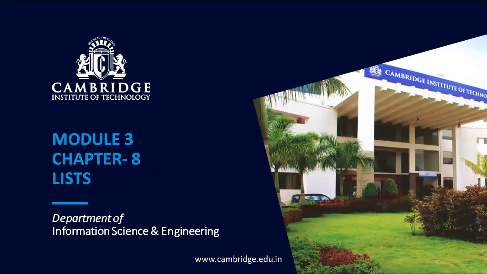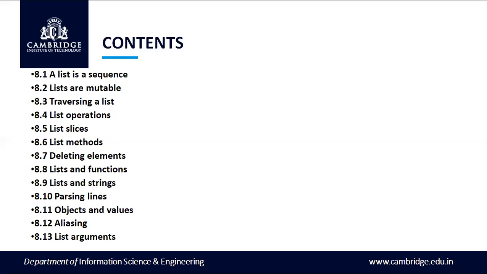So in the previous class, we studied the different list concepts. A list is a sequence, and lists are mutable. We studied how to traverse a list using loops, different list operations like the concatenation operator and the repetition operator, and also the slicing concept in lists and different list methods like append, extend, and sort. These were the topics we studied in the previous video.